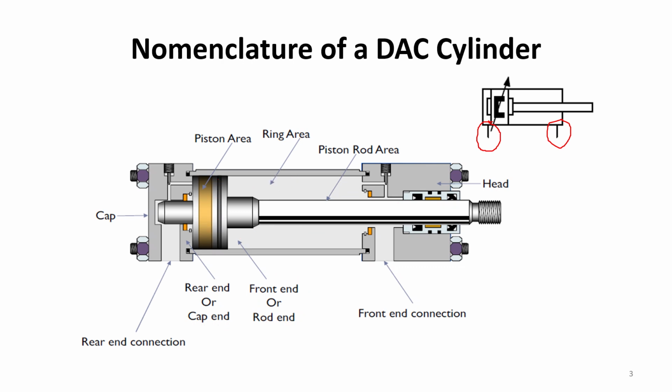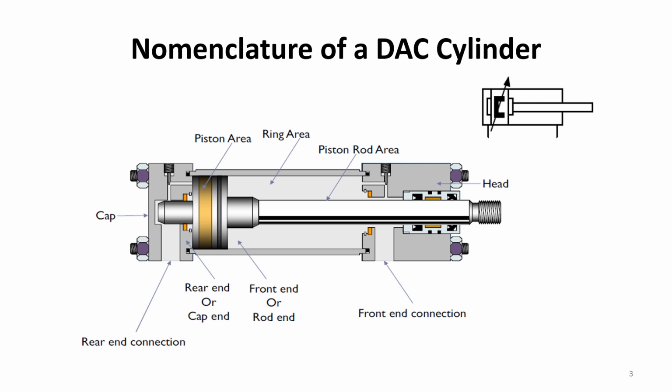If compressed air is made to flow into the cap end port of the cylinder, the compressed air will occupy the piston area, will occupy the cap end volume and try to exert force on the piston. This makes the piston move, and the piston rod will come out of the body of the cylinder, and this stroke is called the forward stroke or extension stroke of a cylinder. Meanwhile, the air that is occupied in the rod end of the cylinder will try to escape through the front end connection.